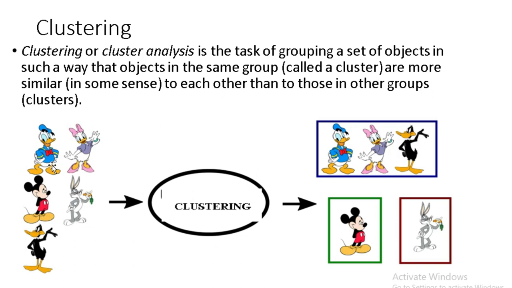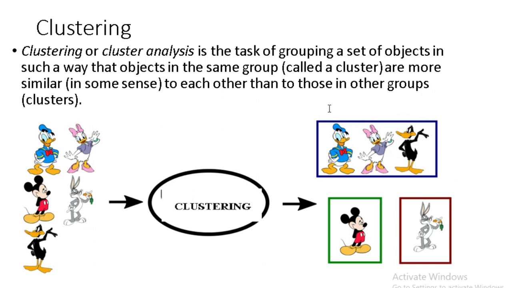We know that Donald Duck, Daisy Duck as well as Daffy Duck, they are all cartoon characters that belong to the duck category, so they are grouped together. Next is Mickey Mouse. Mickey Mouse belongs to the mouse category, so it is left alone in one group. Then next is Bugs Bunny. We don't have any other rabbit here, so it is also in another group.